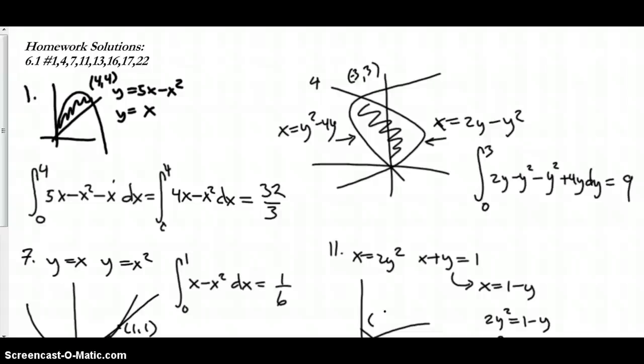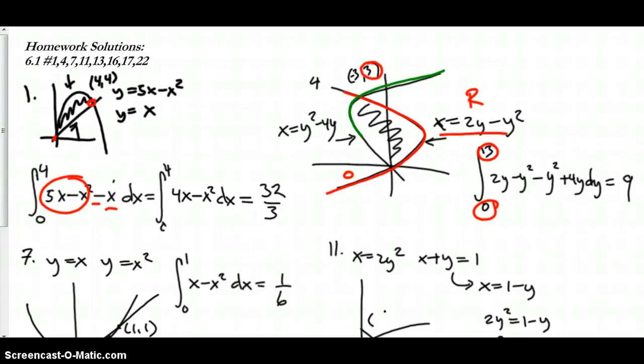Number 1, I looked for a top and a bottom curve, and I set up my integral as top minus the bottom, using the bounds where they intersect. Very similar for number 4, except I have to tip my head to the right, and my bounds are now y values instead of x values. My top curve, so to speak, is the right-hand curve here, and my bottom curve is the left-hand curve. So right minus left.